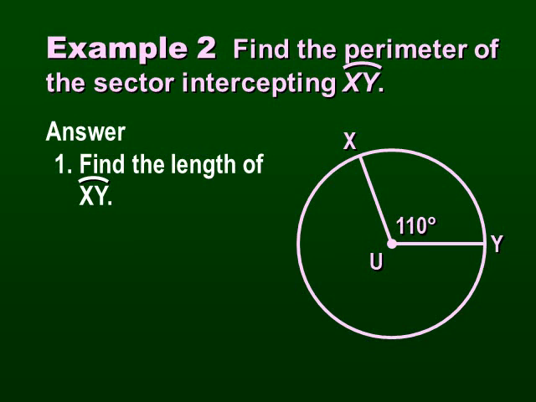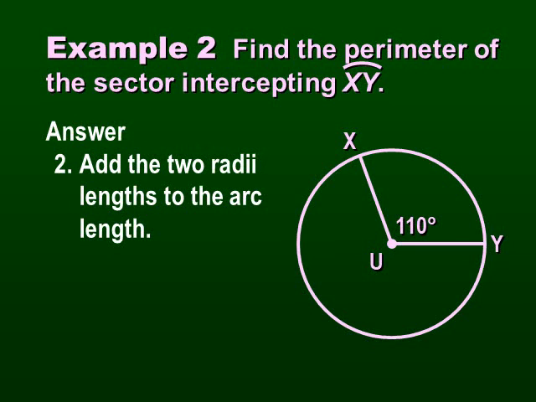But that is only the arc length. It says find the perimeter of the sector, right? That's only going around this part of the circle that is the arc. Remember, the sector is the whole piece of pizza. That's a big piece of pizza. Someone's really hungry. But you have to include the two radii. So I'm going to add the arc length plus the segment YU plus the segment UX, which are both 12. So 23 plus 12 plus 12 is 47 units.